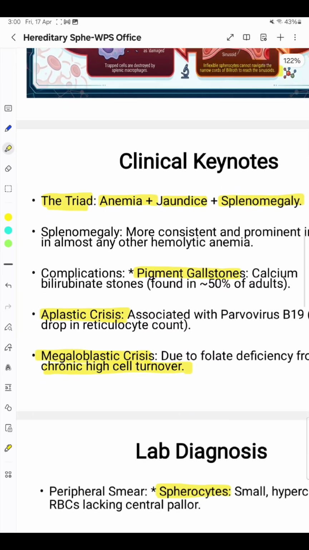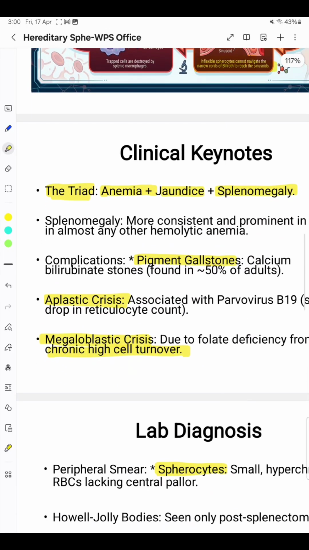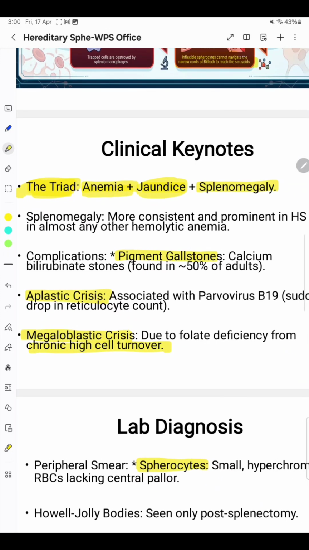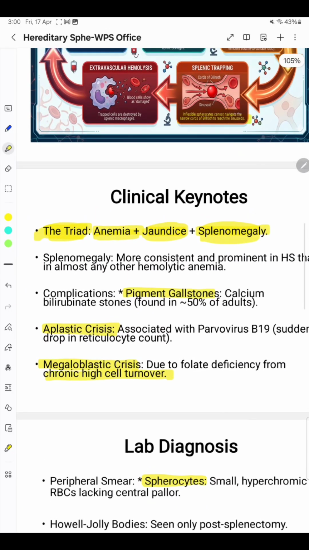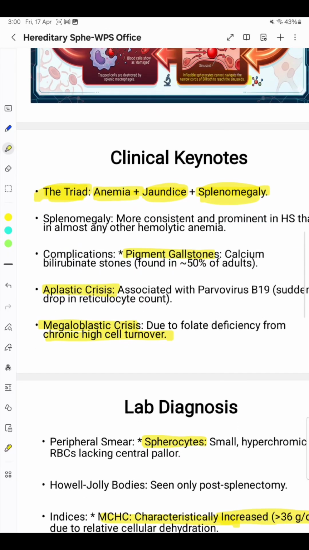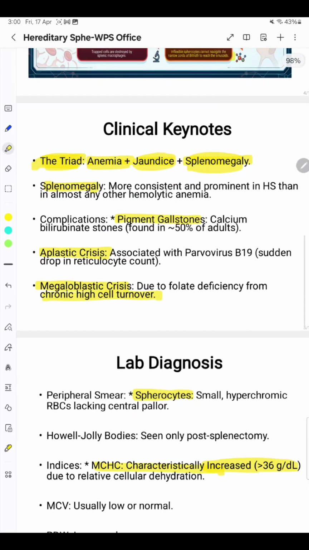So what clinical signs, symptoms and findings are seen in hereditary spherocytosis? A triad of anemia, as this is a hemolytic anemia, and due to hemolysis there is jaundice and splenomegaly, as we have discussed, RBCs are trapped in the spleen and phagocytosed by the splenic macrophages. Splenomegaly is more consistent and prominent in hereditary spherocytosis than almost any other hemolytic anemia. So splenomegaly is a very consistent finding in hereditary spherocytosis.